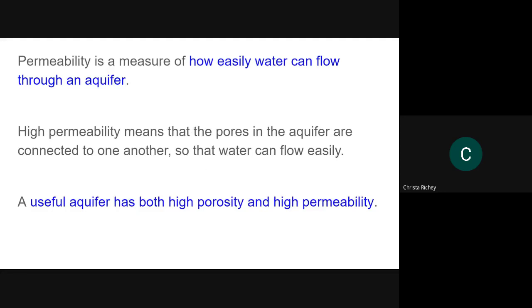If the aquifer is reliable, it's going to have both high levels of porosity and permeability.